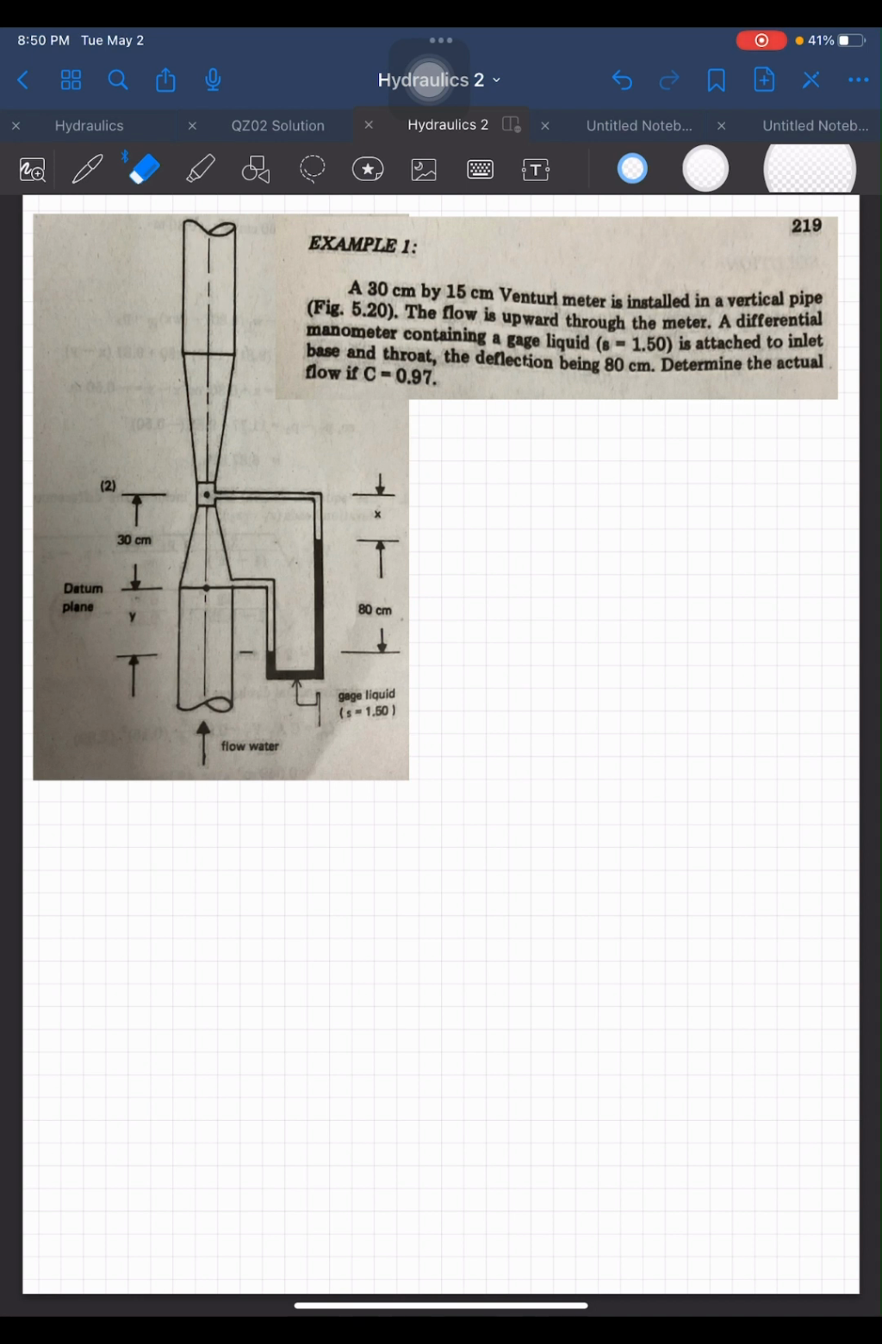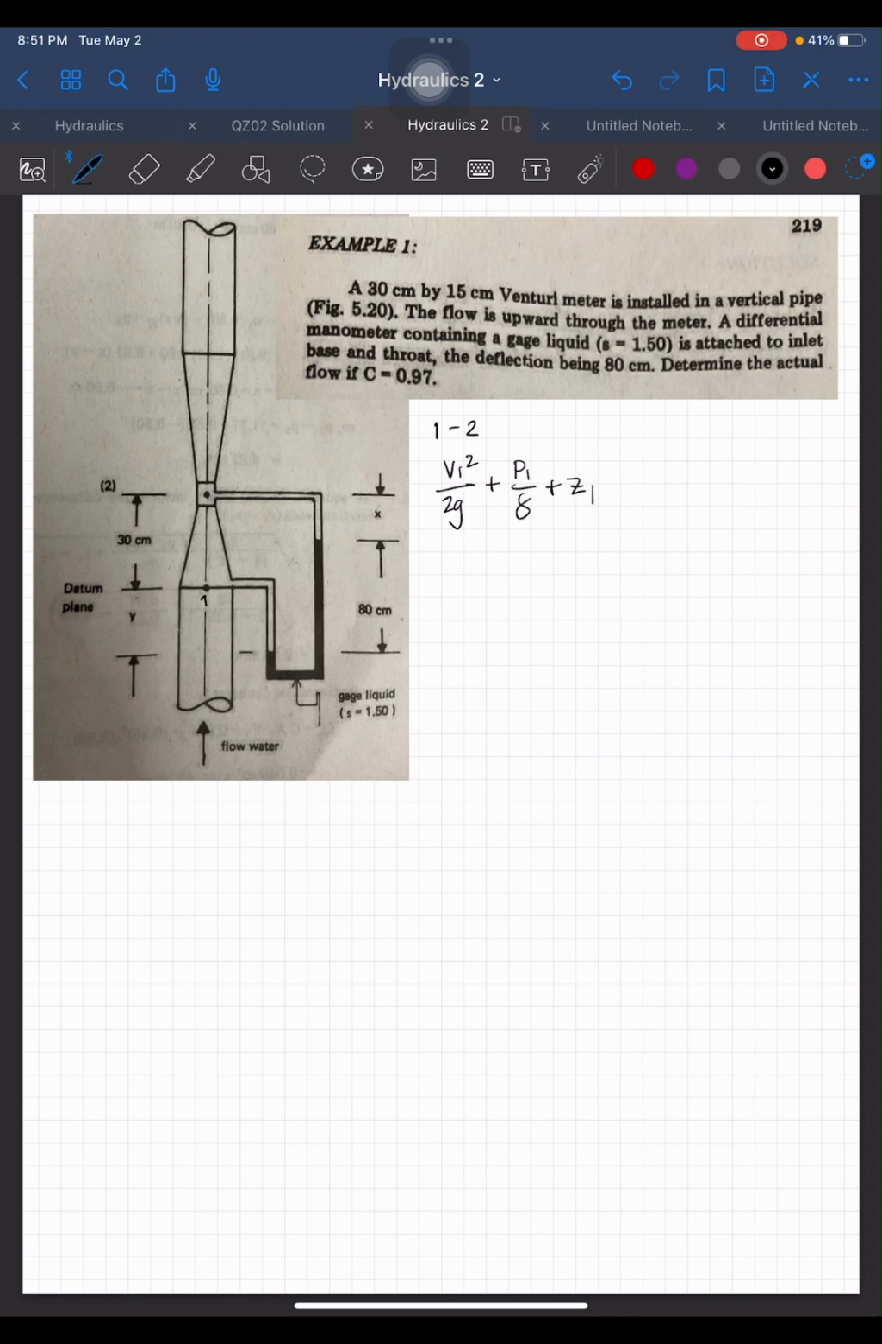So let's write the Bernoulli energy equation from point 1 to point 2. Let's say point 1 is this one. Ito yung point 1, and then yung gitna ng throat is point 2. So let's write the Bernoulli energy equation from point 1 to point 2, since that is the direction of flow. That is upward, right? So we have V1 squared over 2G plus P1 over gamma plus Z1.